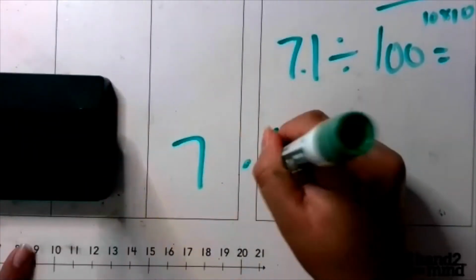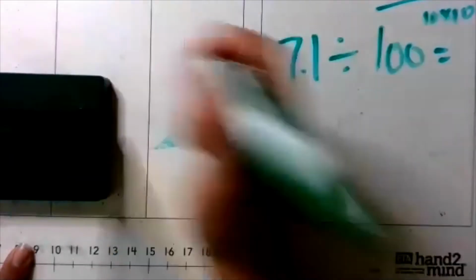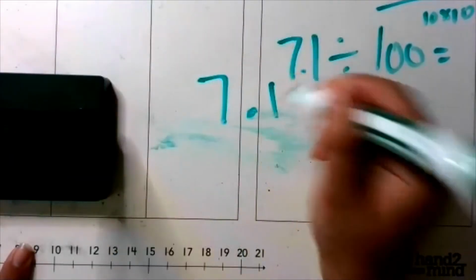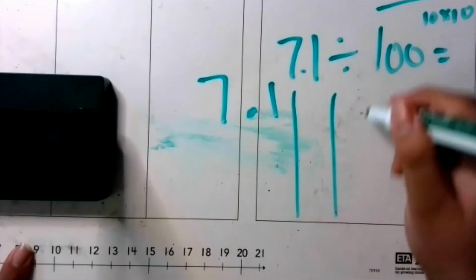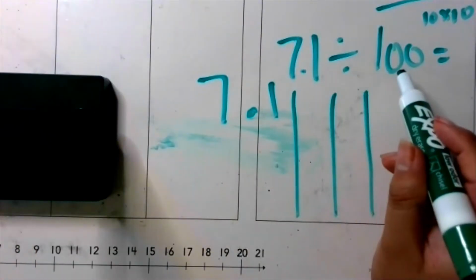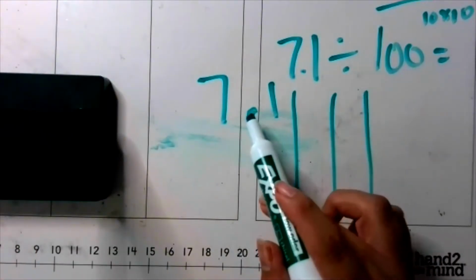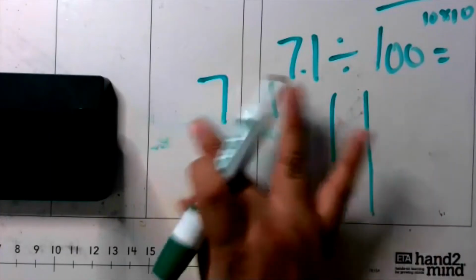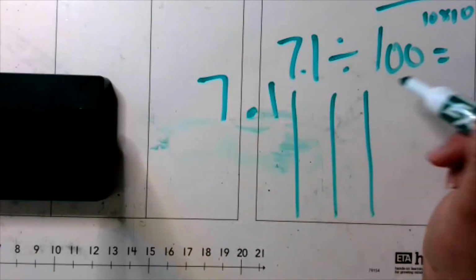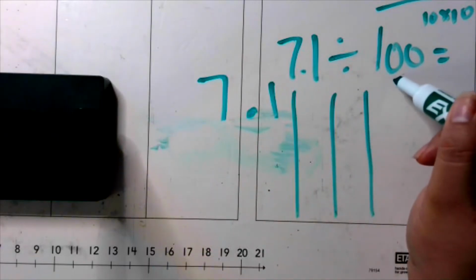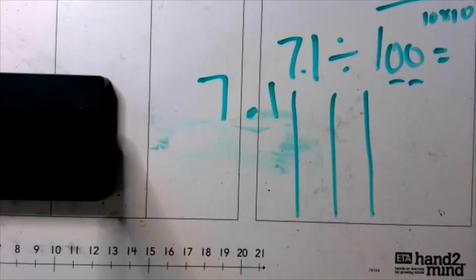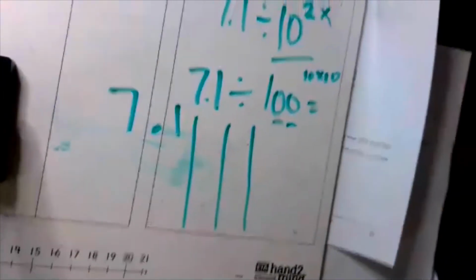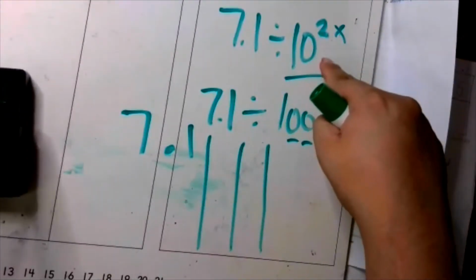Okay, so now we use our board, and I'm going to go ahead and do it right here. 7.1. A little bit higher. 7.1. So since we are dividing by 100, are we going to shift left or are we going to shift right? We are going to shift right. And how many spaces? 2, because 100 has 2 place values. And another big hint is that our exponent was 2. So that's why we're going to shift over 2.